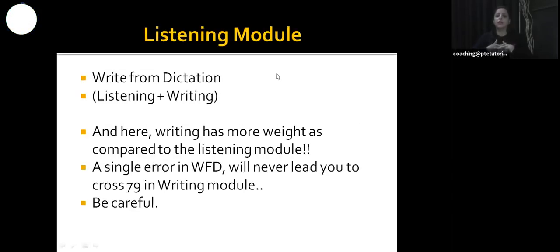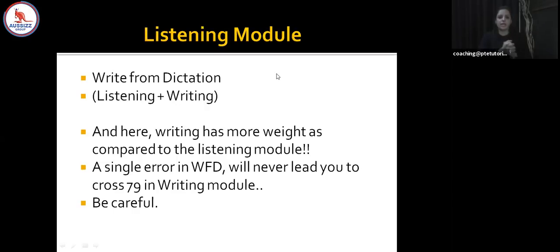Next, an important task for the listening module. Very important, and I love this task because generally people commit errors in it. The name of the task is Write from Dictation. It comes in the listening module. We have to write something, which means a listening plus writing score is there.